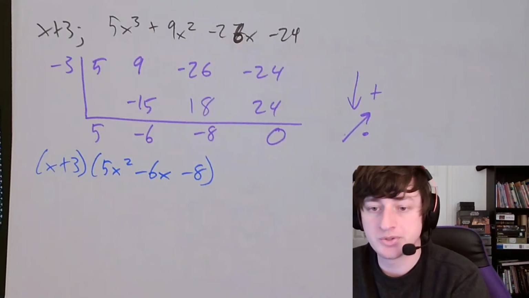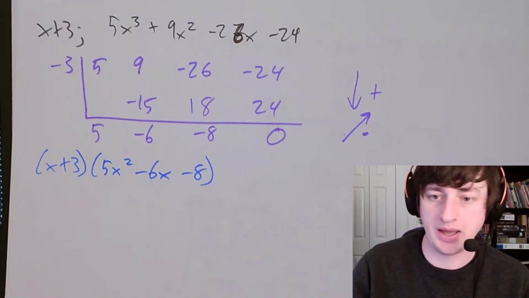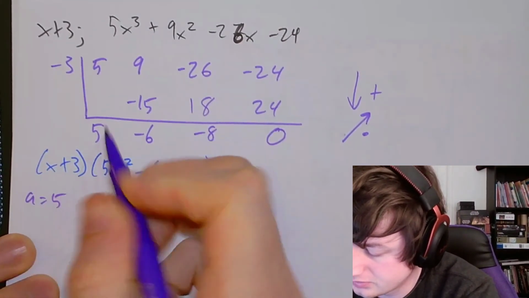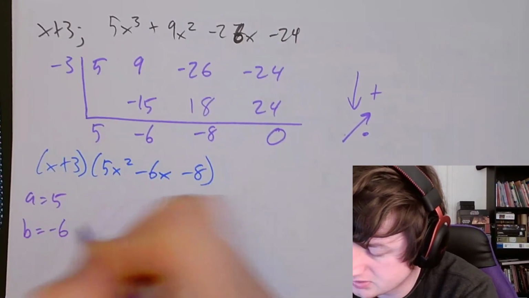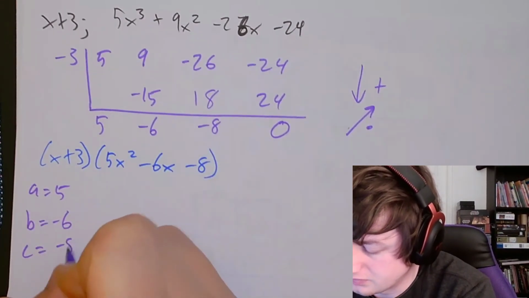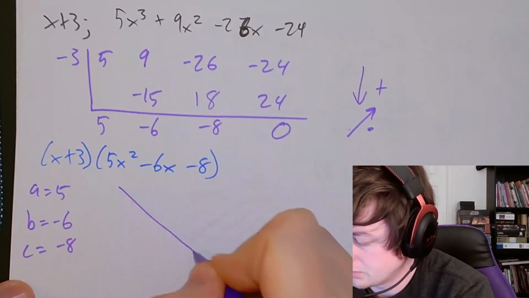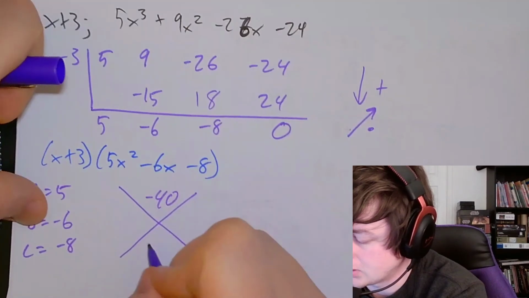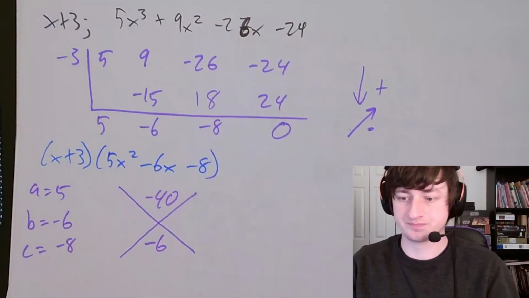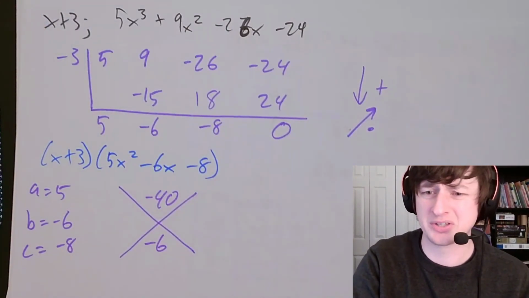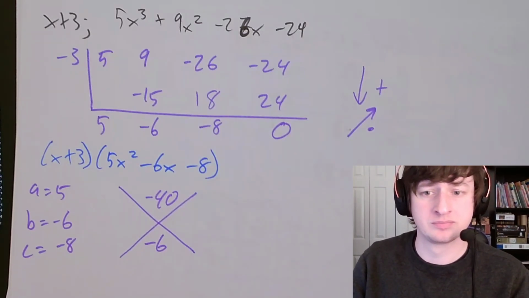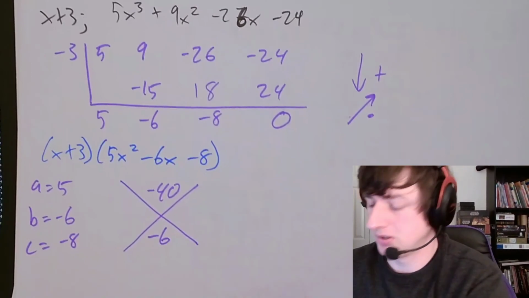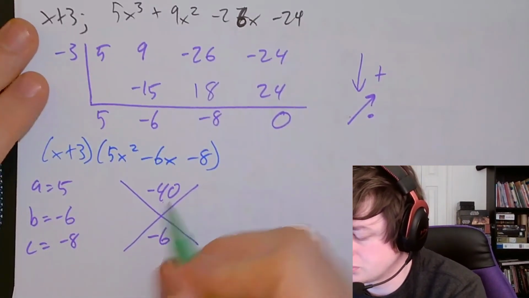Then we're going to use our X box method. So A, B, and C come from here. A is 5, B is negative 6, C is negative 8. Two numbers that multiply to make negative 40 and add to make negative 6. I don't actually know the factors of negative 40 that add to make negative 6, but let's start with the obvious ones.